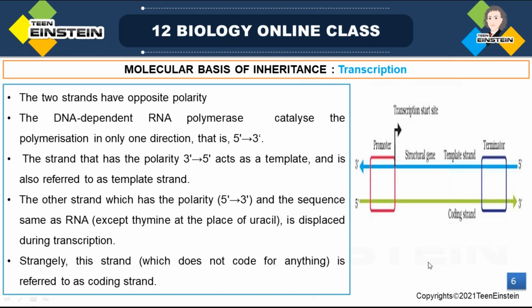So the strand which is not coding for anything is called the coding strand. In terms of the coding strand, most of the points we are going to explain. What is the polarity of the coding strand? 5' to 3' direction, and it is not coding for anything. So the strand which is not coding for anything is called the coding strand, and in terms of this coding strand we are explaining most of the points. So the two strands have opposite polarity.